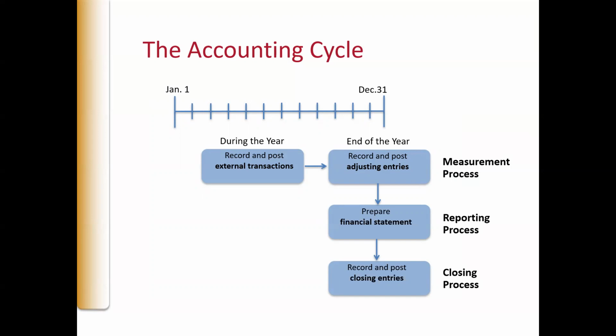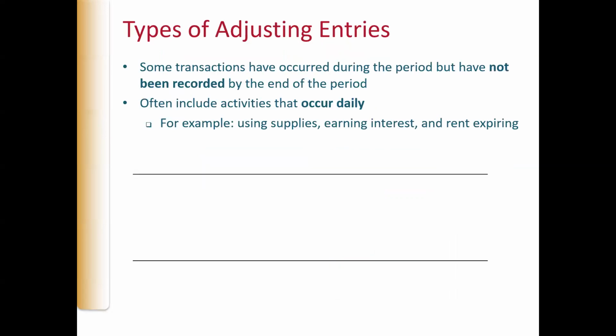Now, we are just going today to get to understanding these adjusting entries and then preparing what we call an adjusted trial balance. Next week, we're going to talk about preparing financial statements and recording and posting the closing entries. We're only going to take that first portion today. So some transactions have occurred during the period, but haven't been recorded by the end of the period. Examples of these are these prepaid expenses, using supplies, earning interest, and rent expiring.